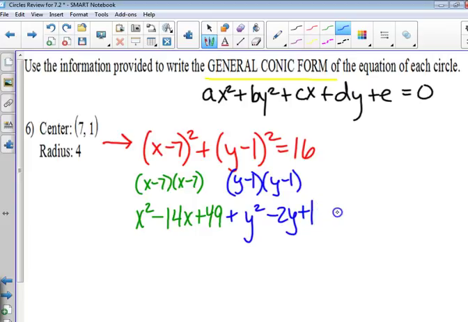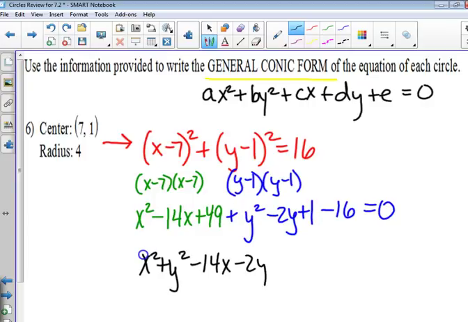Okay. It's supposed to equal 0, so I'm going to go ahead and do minus 16 over to that side. Is that okay? I guess. Okay. Now I'm going to rearrange it in this crazy order. X squared plus y squared minus 14x minus 2y plus what? 49 plus 1 minus 16.